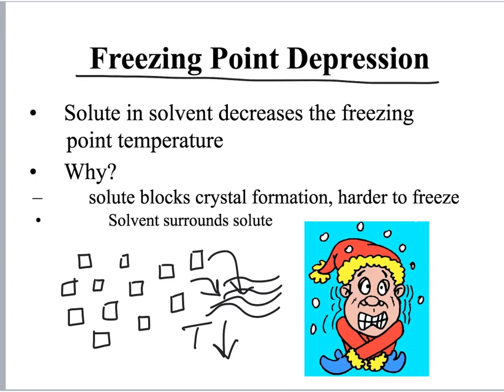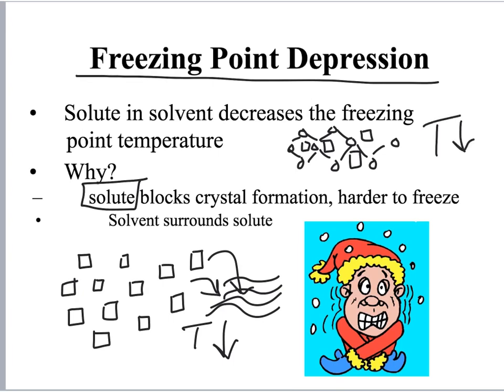The reason for this is, if we look at water and salt in water, the solute actually gets in the way of the liquid trying to form its crystal solid structure. We know that when objects freeze, they turn to solid and they get organized in a certain pattern. But if you have chunks of salt in between there blocking it, it gets in the way and makes it harder to freeze. So you have to drop the temperature and lower the energy of the solvent even more in order to do that.